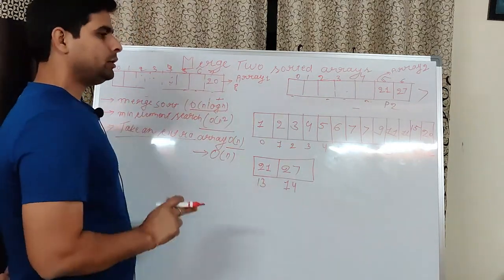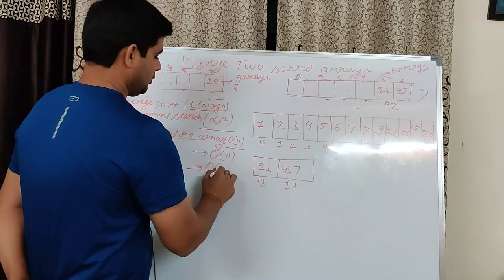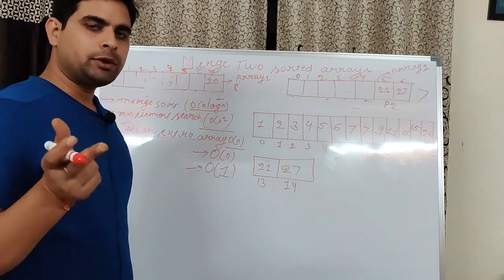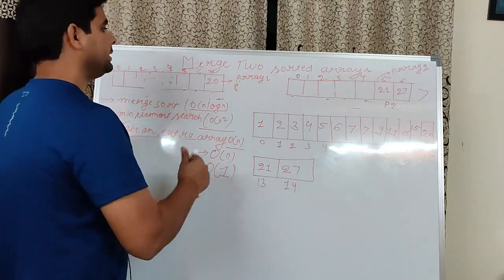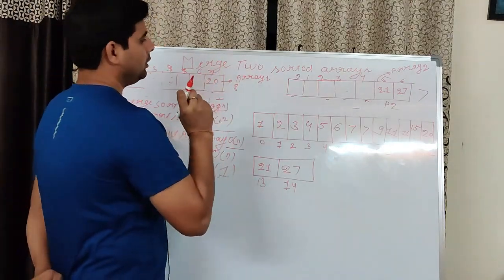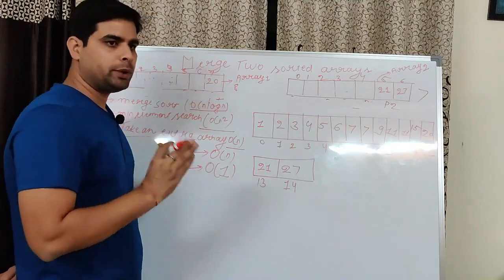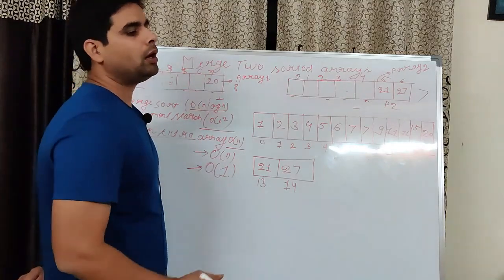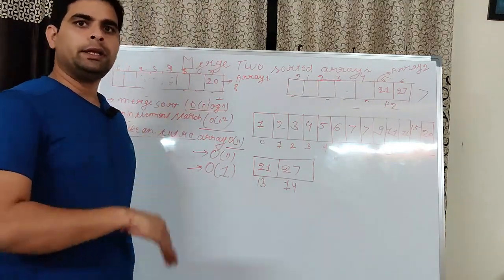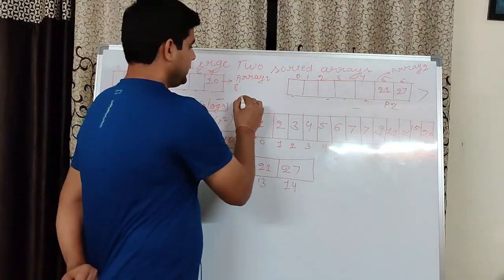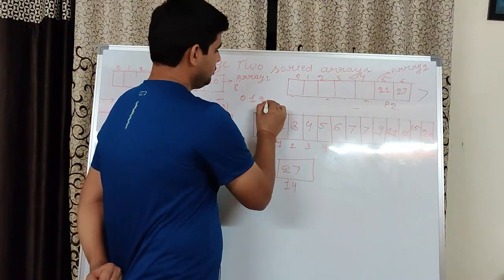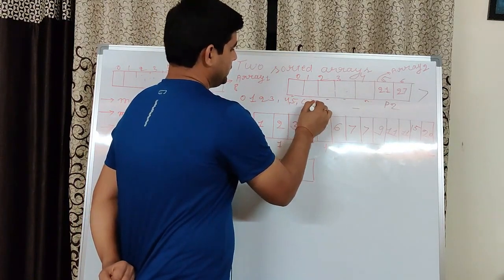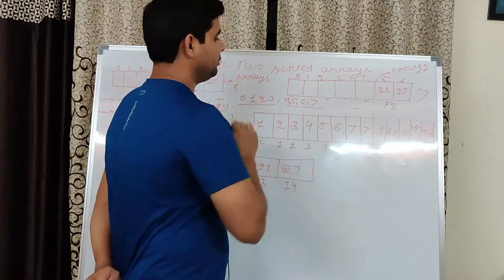Now we also have one, we can say, optimal solution. The optimal solution is, let's say, the best scenario. I mean to say, one best scenario is there. Let's say these two arrays are already sorted in ascending order. So the scenario could be like this: 0, 1, 2, 3, 4, 5, 6, 7. This is array 1 and this is array 2.